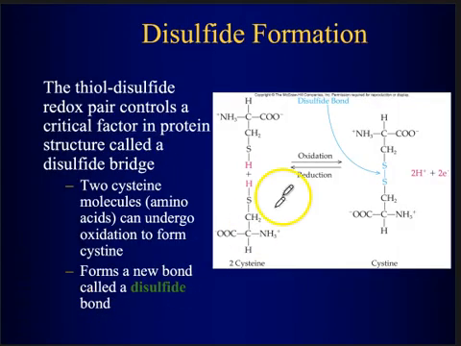So here is that reaction in chemistry form. So we have this thiol disulfide redox pair, and it's a critical factor in protein structures and our bridges. So I've got 2 cysteine molecules here. I see that if I'm oxidizing it, I'm getting rid of those 2 hydrogens. They're popping off, and I'm forming that disulfide bond. But if I want to get rid of that disulfide bond, I'm going to reduce it, add those hydrogens back in.